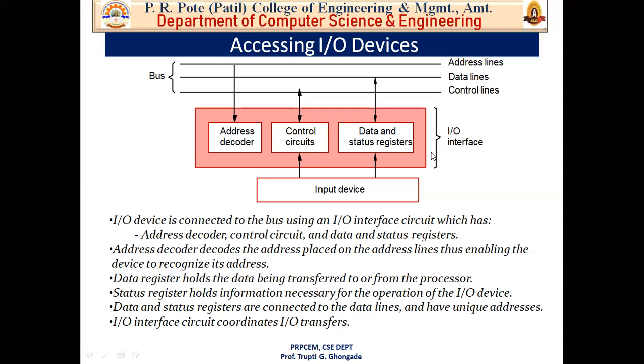So the status register contains information relevant to the operation of the IO devices. Now what are the status registers? For input and output devices we use data in and data out status registers. When data in is set to 1, it means that the processor can read the data. If data out is set to 1, it means that data is available on the data lines and is ready to go to the output devices. So both the data and status registers are connected to the data bus and assigned unique addresses.